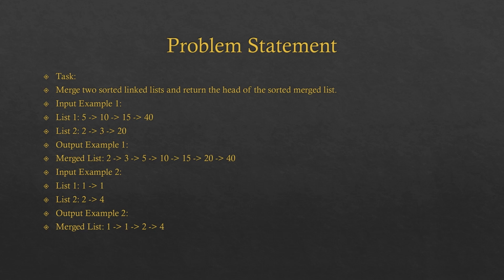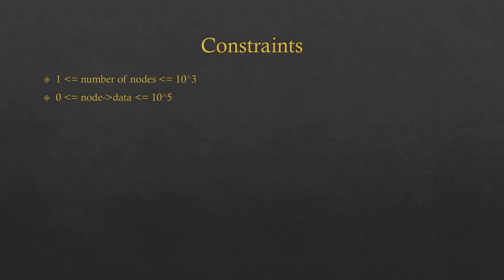In another example, merging 1, 1 from list 1 and 2, 4 from list 2 results in the merged list 1, 1, 2, 4. The constraints for this problem are that the number of nodes in each list should be between 1 and 1000. The data in each node can range from 0 to 1 lakh.